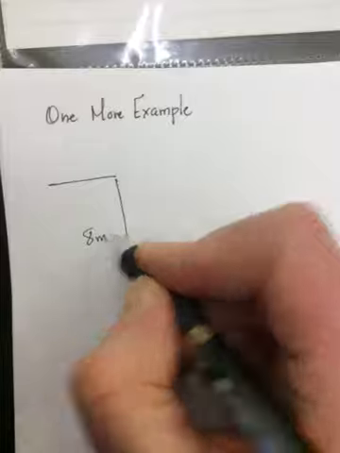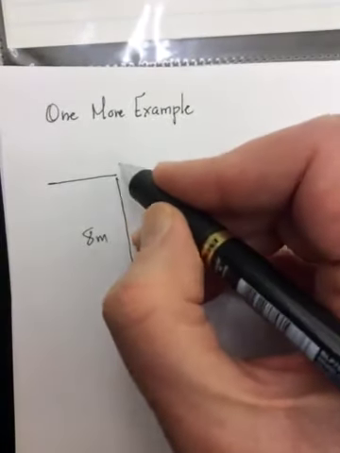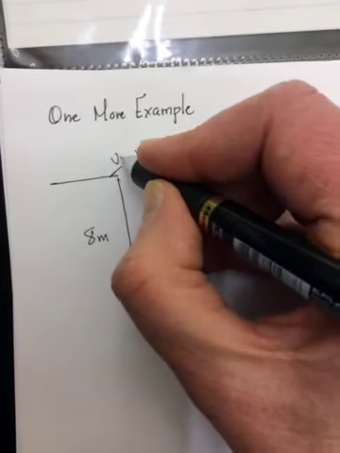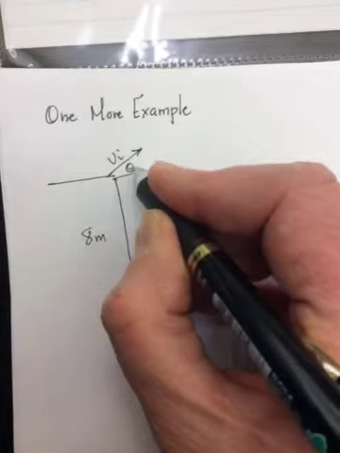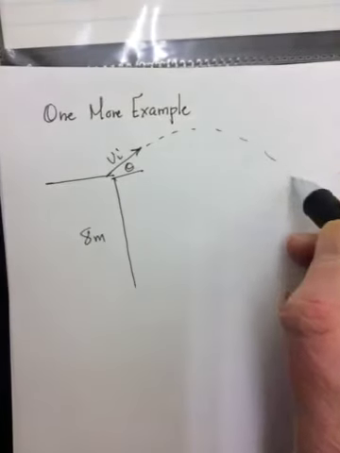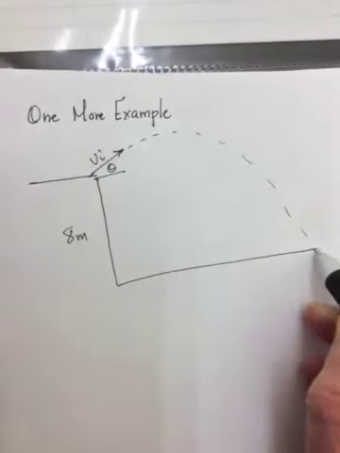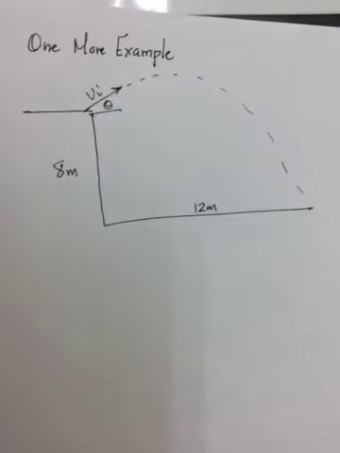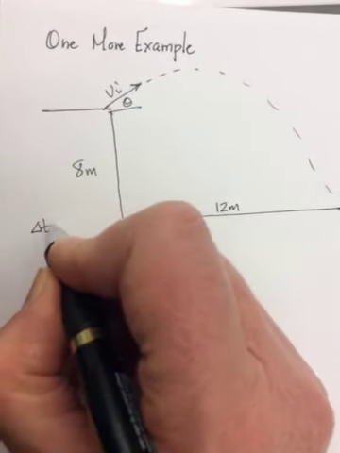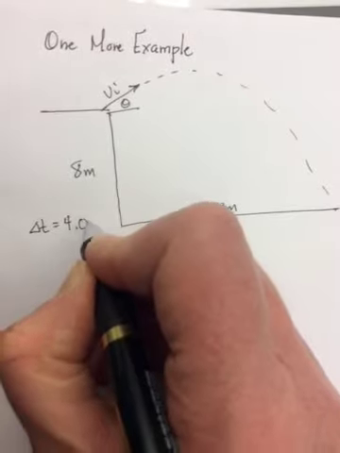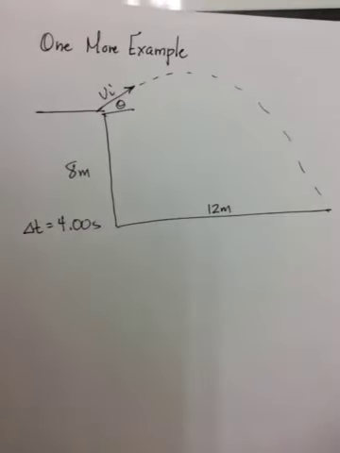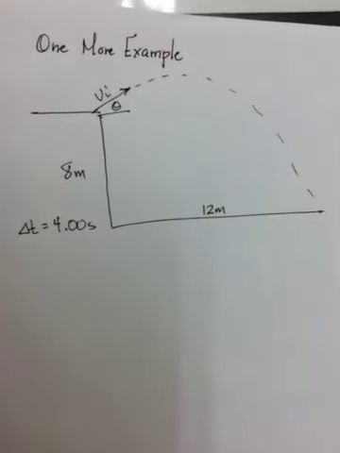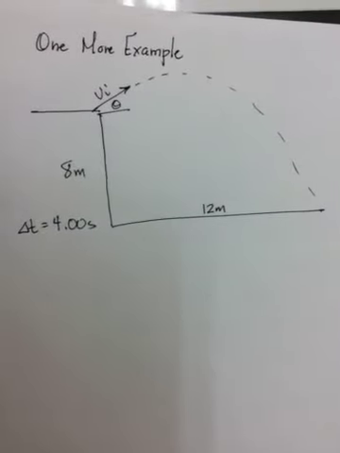You're on the roof of a building, 8 meters above the ground. You kick, I don't know, a soccer ball, a football, whichever you would like, with some initial velocity at some angle. It goes up, it comes down, it lands 12 meters away, and the time that it takes in total is 4 seconds. I would like you to find the VI and the theta. Okay, so pause the video, work on it, and then come back and I'll do it with you.